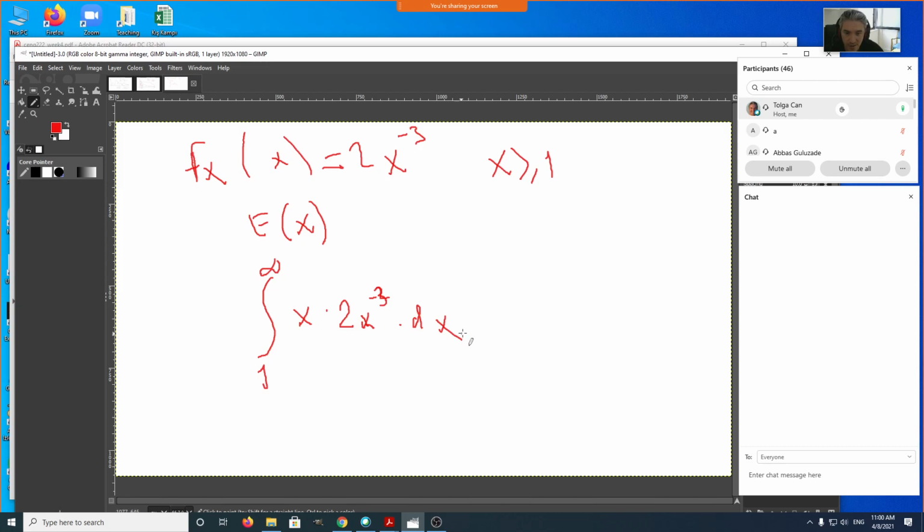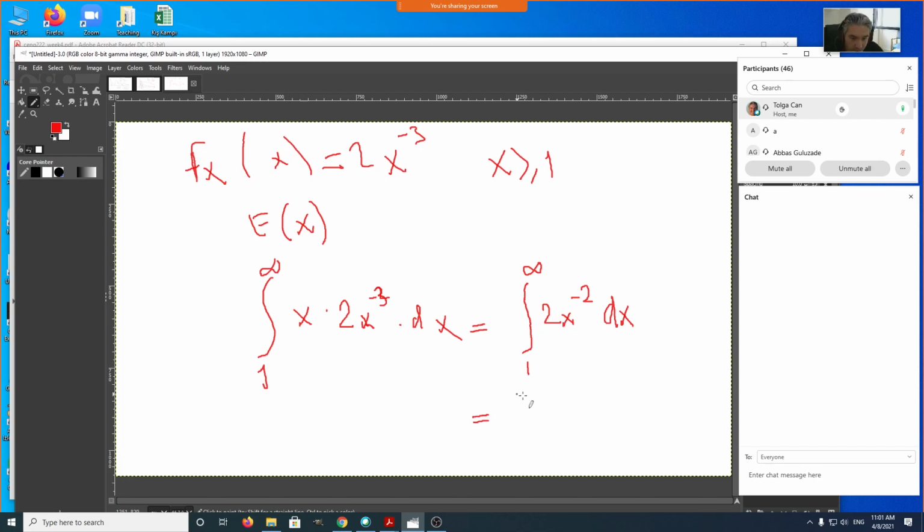Let's try to do that. This multiplied with x is going to be the integral from 1 to infinity of 2 times x to the power minus 2 dx. Do you remember any high school knowledge, or maybe calculus? You have taken calculus, right? We shouldn't go that far away. Last year you should have taken calculus courses.